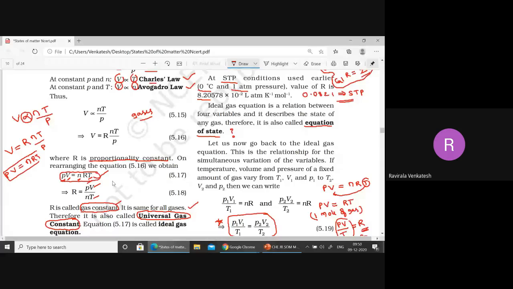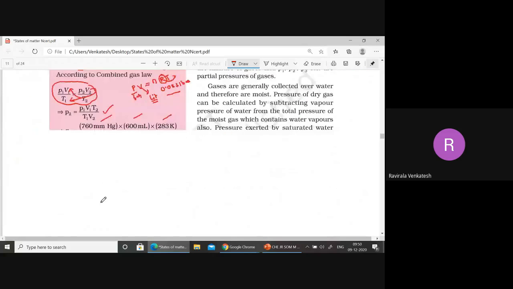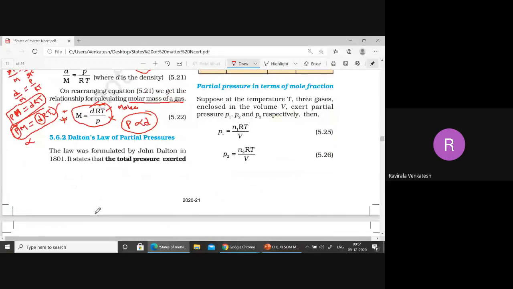And to derive the relation between the density and the pressure, you have to derive this equation. Right? Do you have any doubts regarding this one? No, sir.